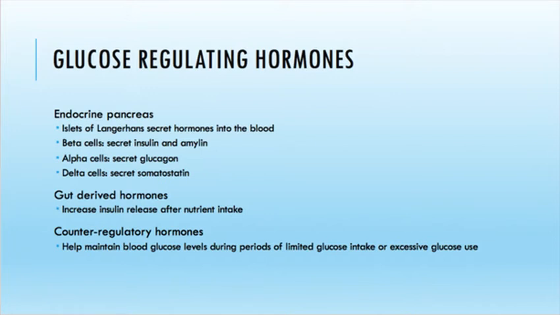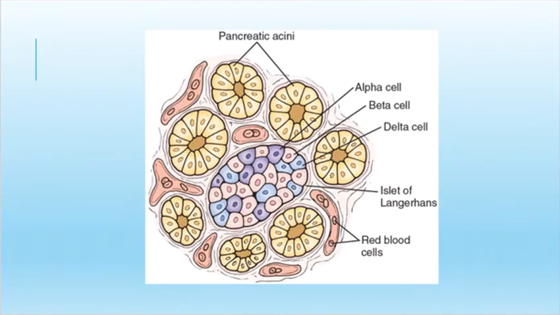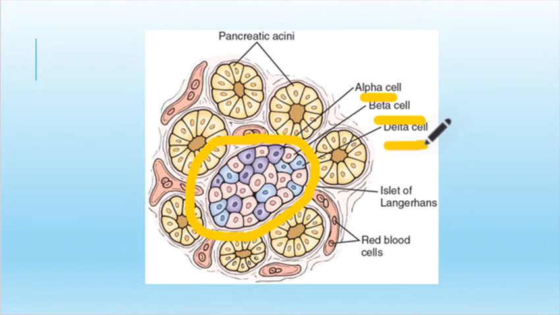Then the gut-derived hormones, an increase in insulin release after nutrient intake happens. And for counter-regulatory, they help maintain blood glucose levels during periods of limited glucose intake or excessive glucose use. So this is just a slide that shows you what the islets of Langerhans looks like. So here you have the islets, and within it are the alpha cells, the beta cells, and the delta cells.